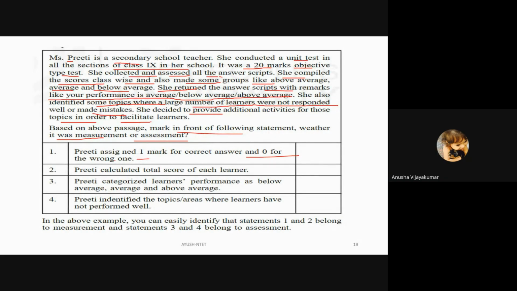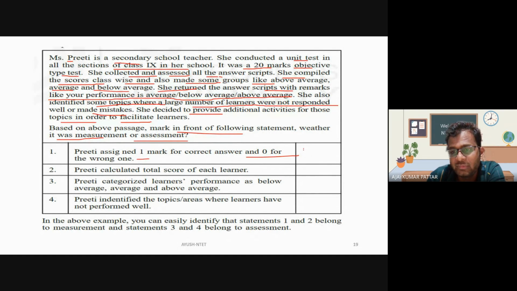Please answer, reply. Then only... Measuring. So it is measuring. So it is measurement. He is measuring that particular answer. He is giving a number: 1 mark, and 0 for a wrong answer. The first thing he is doing is measurement.